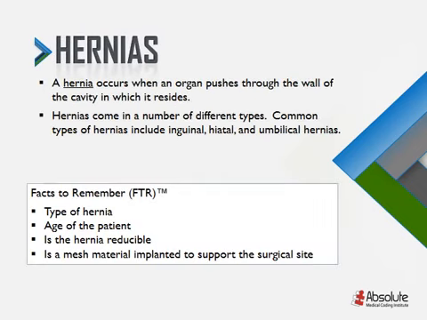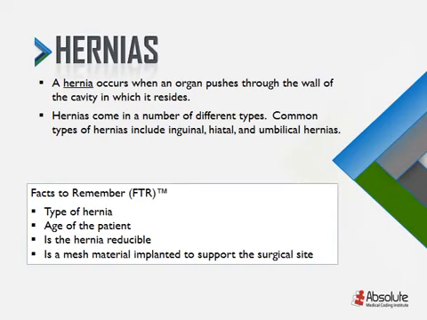So as I mentioned, a hernia is when an organ pushes through the wall that should have contained it. So the example I used was your intestines coming through the abdominal wall. And hernias come in different types. I didn't mention hiatal before, but I did mention various types of hernias. And my point of the slide is to give you facts to remember.